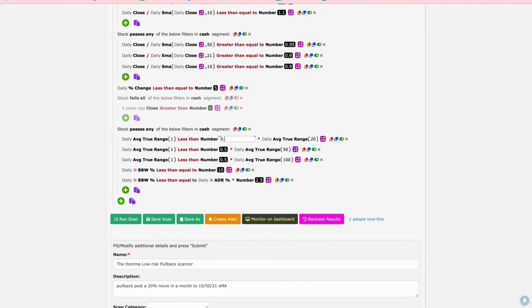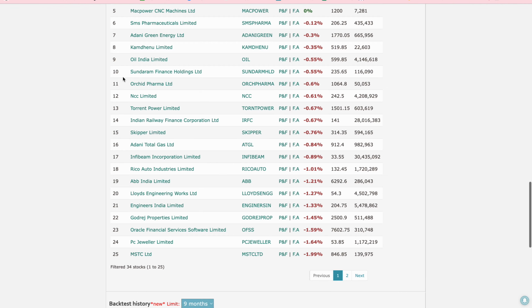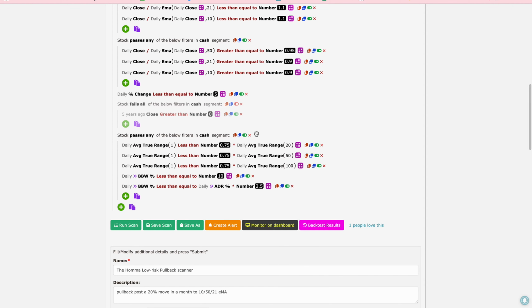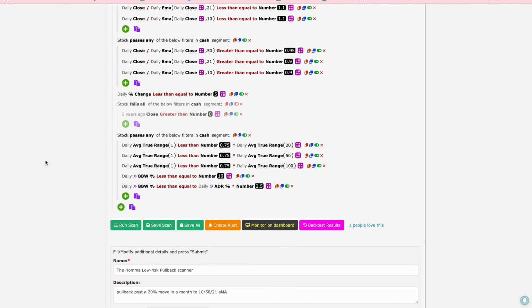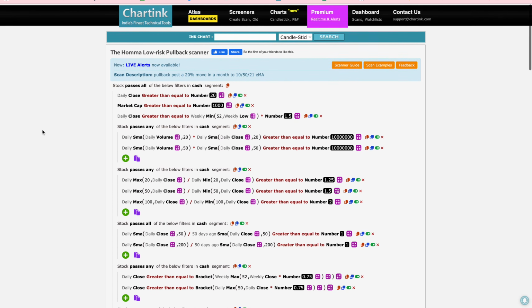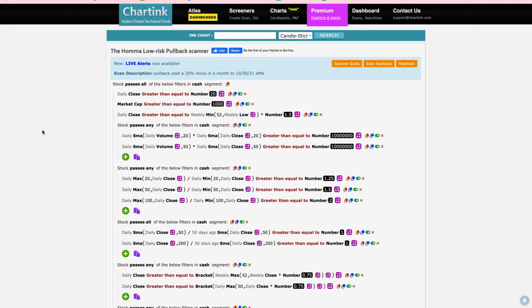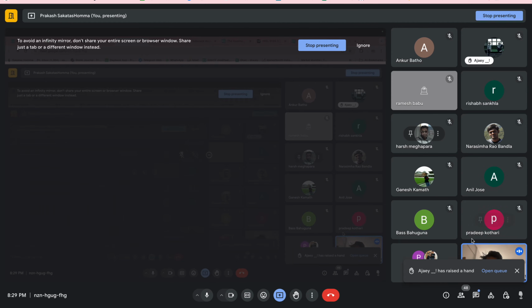Why do you want only 0.5? Put 0.75. I mean, what will you do with such extremely tight stocks? If you put 0.75, you will now have a lot of scans. So 30 is, in my opinion, a manageable number. So that was the scanner, guys. That concludes the Homma low risk pullback scanner masterclass. I will take questions now.